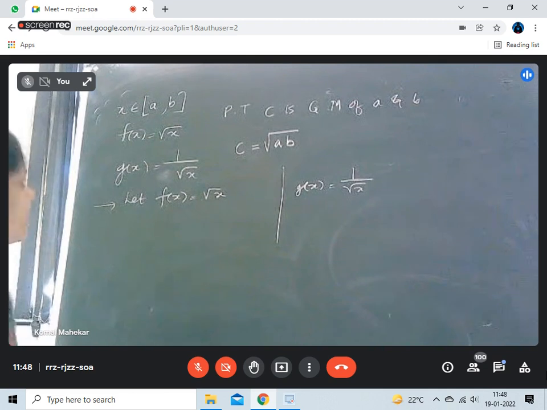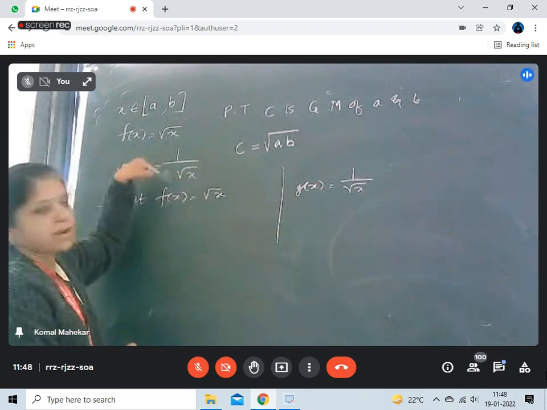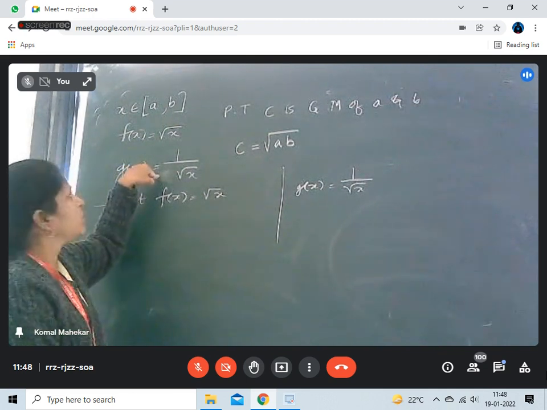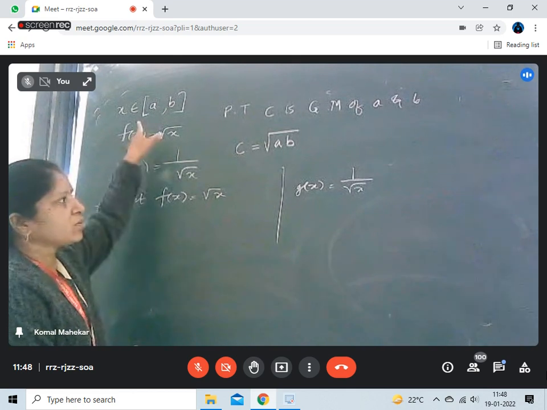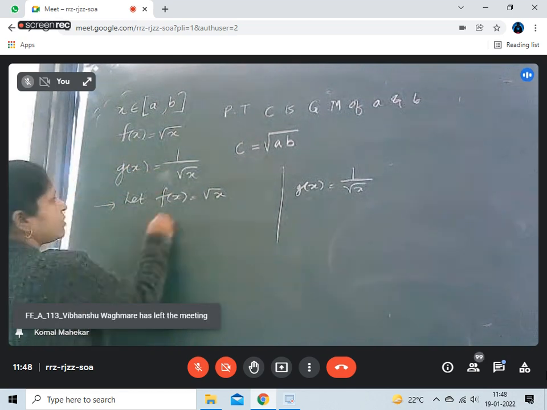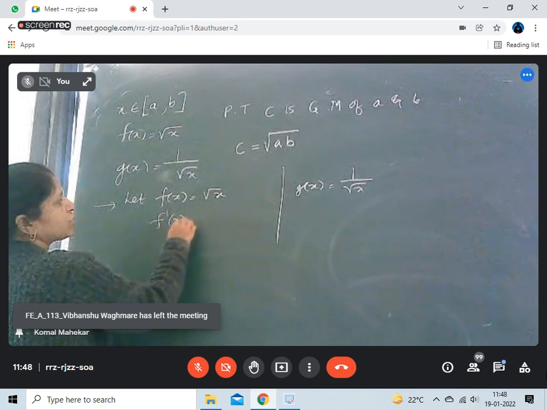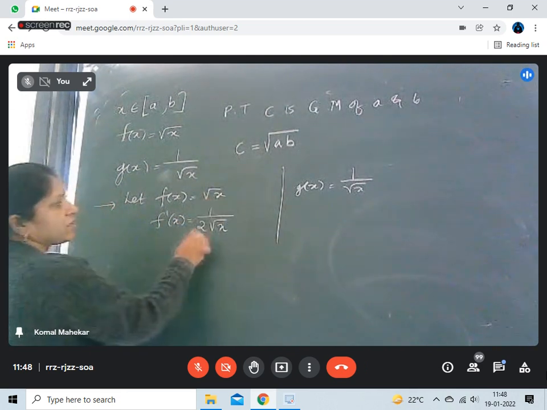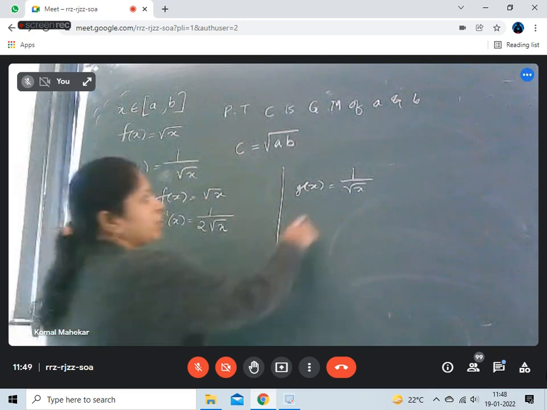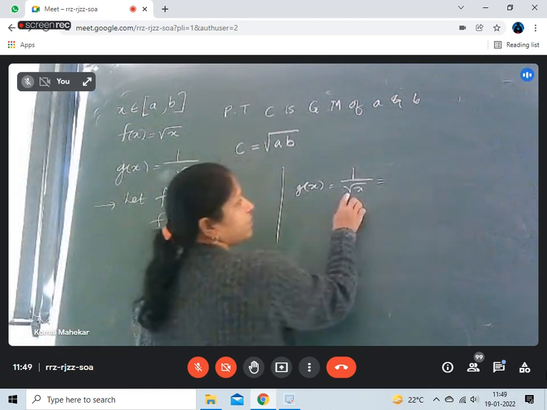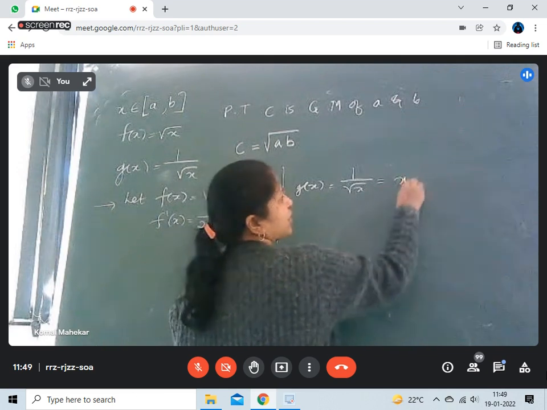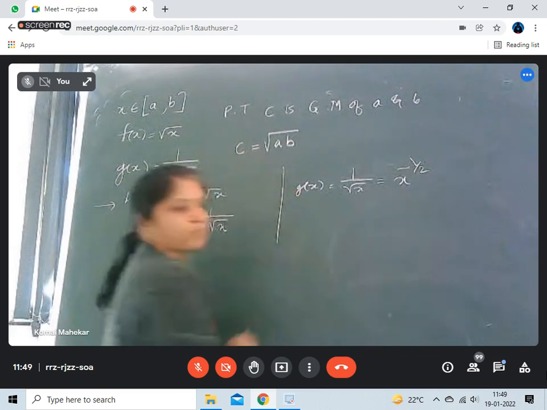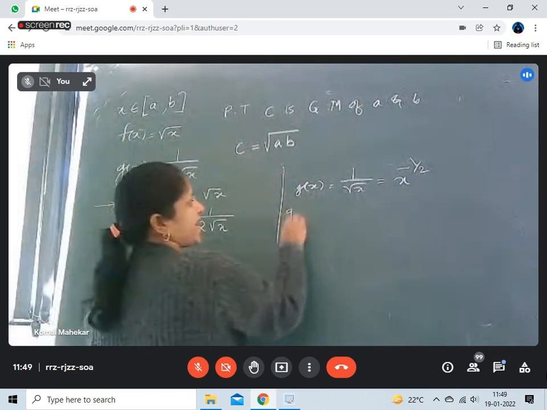Now find the derivative. These two are polynomial-type functions, continuous in the closed interval a b, and differentiable. The derivative of root x is 1 upon 2 root x. Now for g, we can shift this term to the numerator, so this becomes x raised to minus half. Now g dash x.